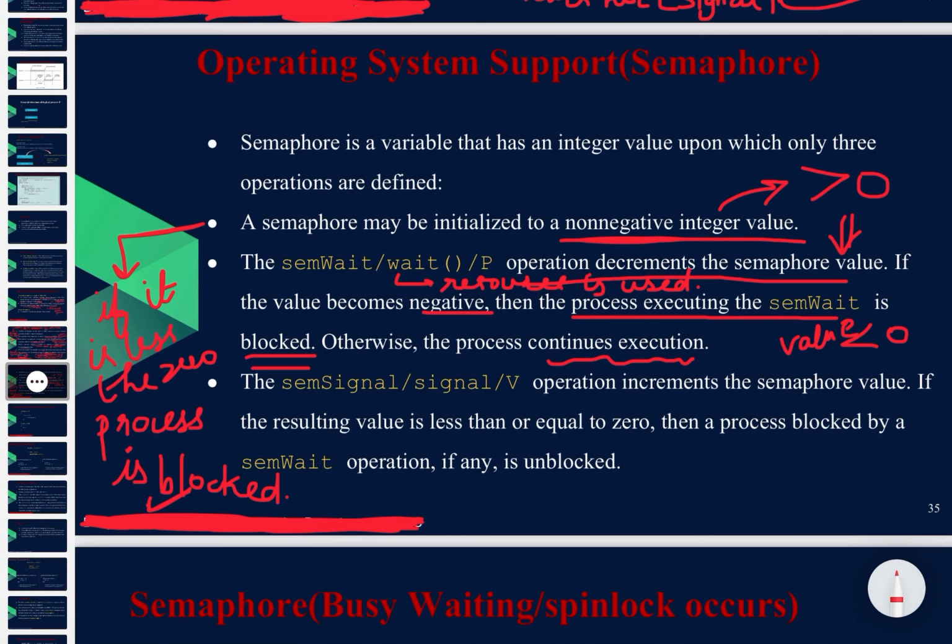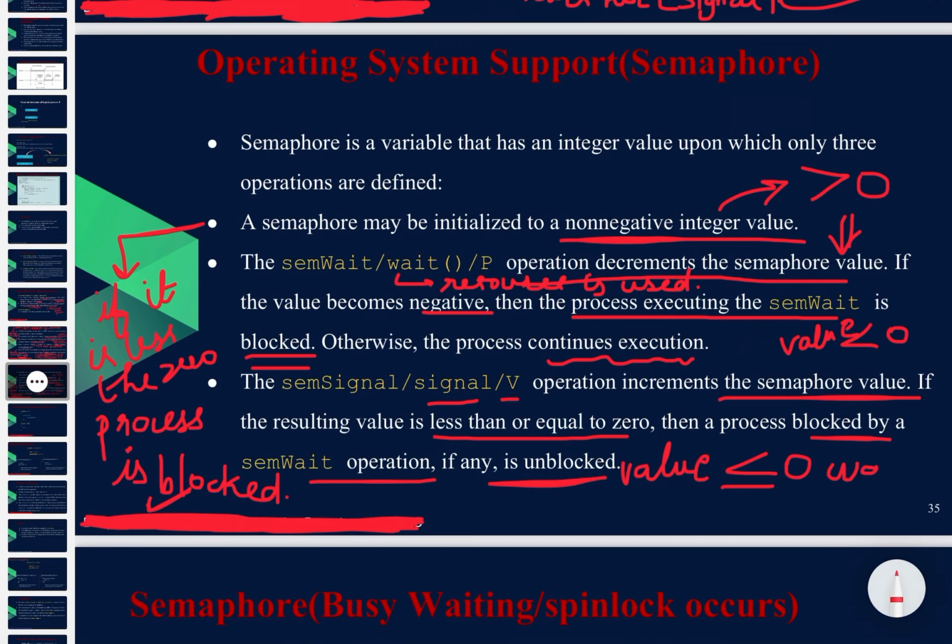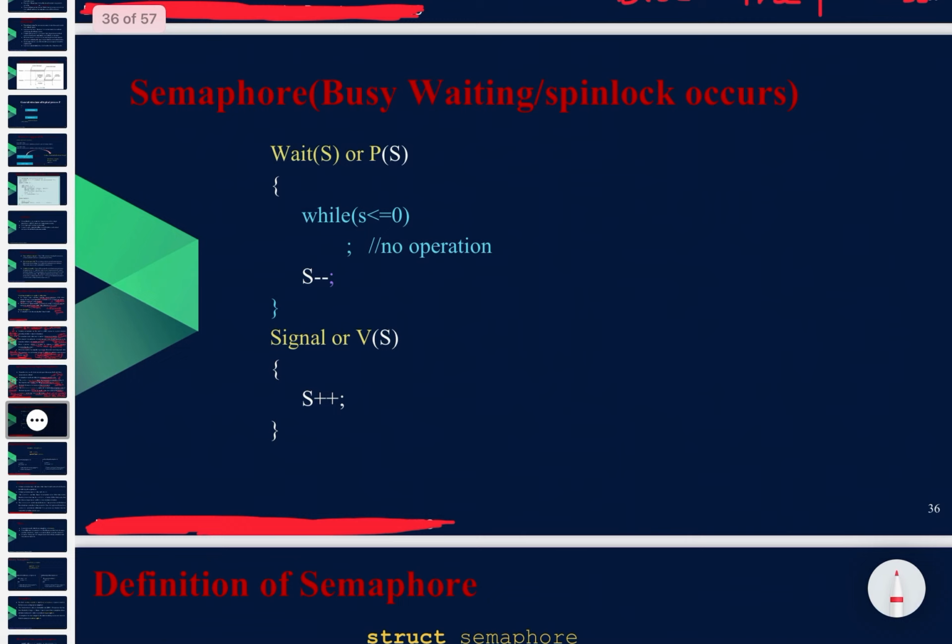The semSignal or V operation increments the value of the semaphore. If the resulting value is less than or equal to 0, then a process blocked by the semWait operation is unblocked. If the resulting value is less than or equal to 0, then what will happen? The semWait operation will have blocked the process. So this is the semWait operation performed.